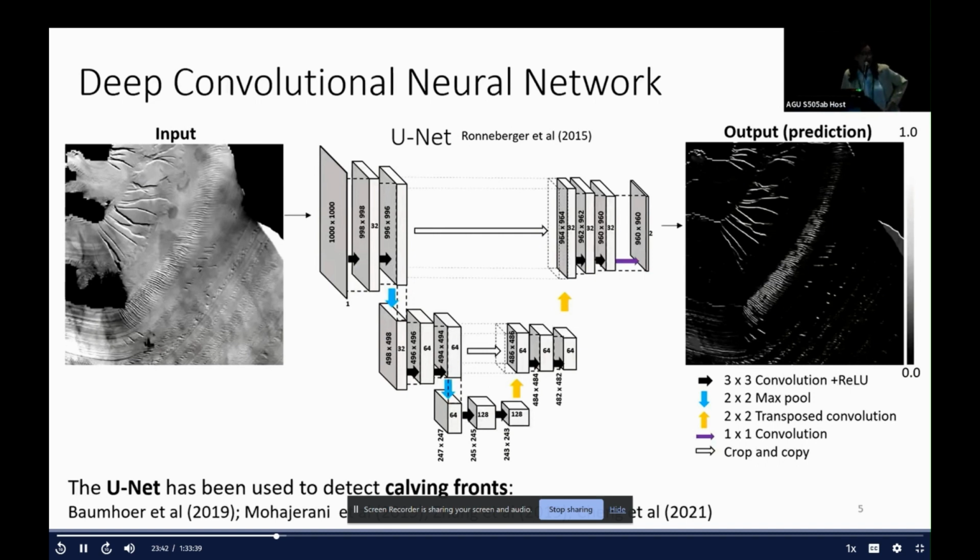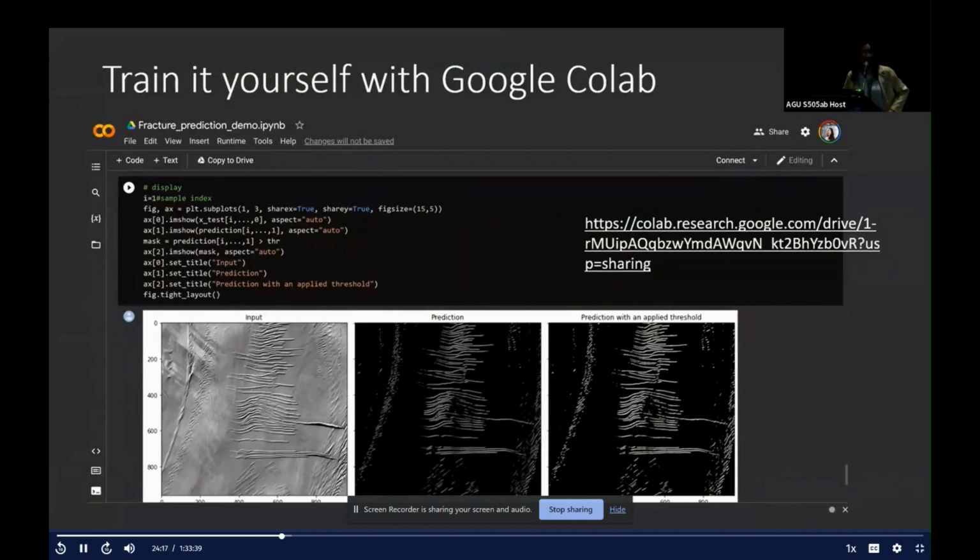On the left is satellite imagery from MODIS, and on the right is the prediction of the neural network. The grayscale denotes the likelihood that the pixel contains fracture, and the white is the fracture location. I want to point out that there have been lots of successful applications of the UNet on other problems, such as the detection of calving front in both Greenland and Antarctica. And also earlier in the previous session, there was a great talk about how this can be generalized to detect continental-wide glacier terminus.